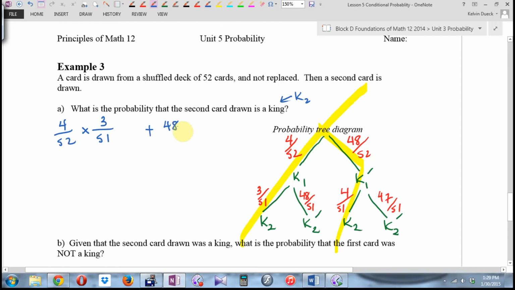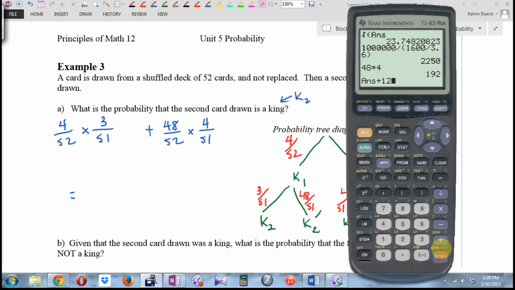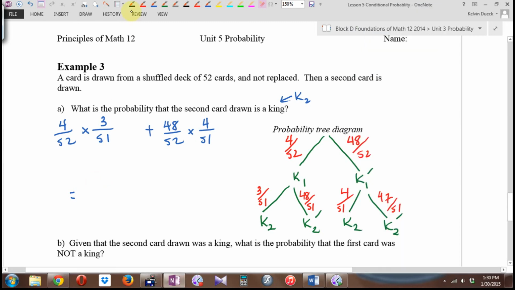48 out of 52 and 4 out of 51, which is what? Do you get 1 out of 13? Yeah. I have some of these fractions memorized because I've taught the card questions so often, so I took some shortcuts there. But you should get 1 out of 13, yeah? Okay.